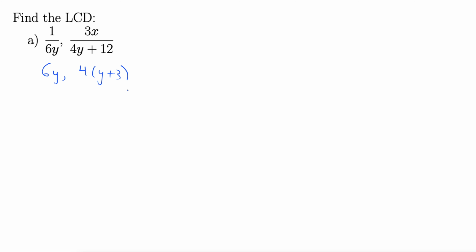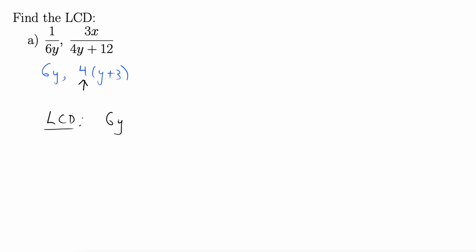Okay, and the least common denominator, you can think of it as the smallest polynomial that includes all the terms in these denominators. And the way you find it is you start with the first, 6y. And then you say, what must I add to make sure I include the second? And we'll just go term by term. So here's the next term.